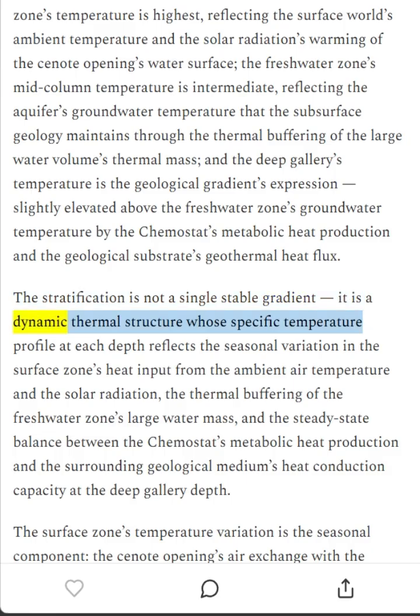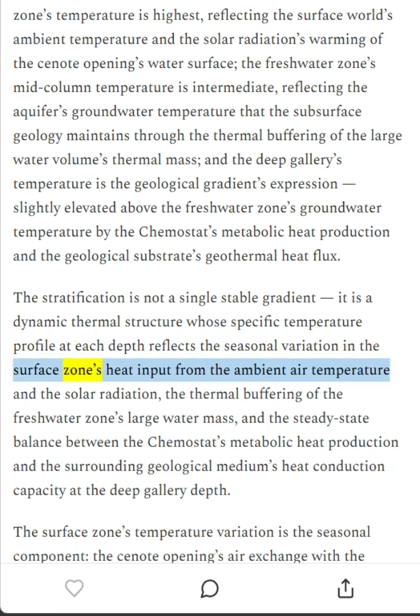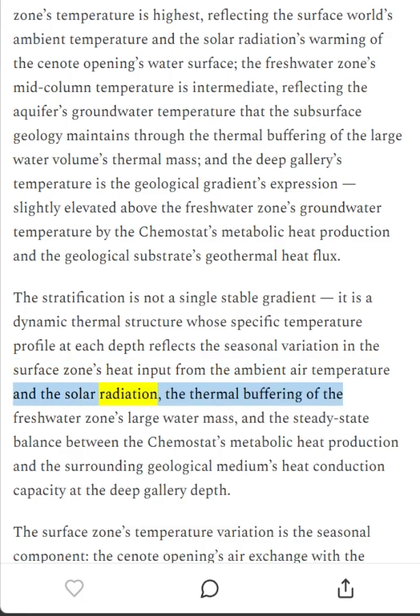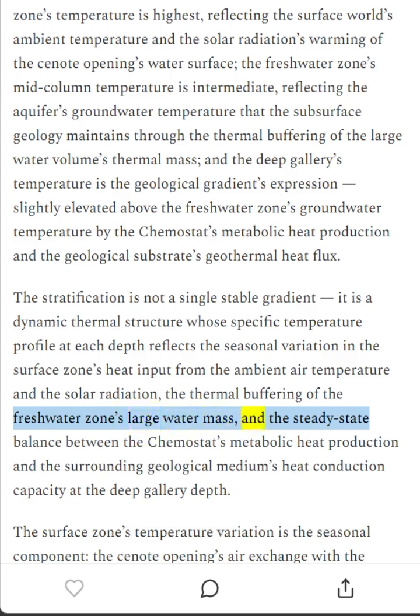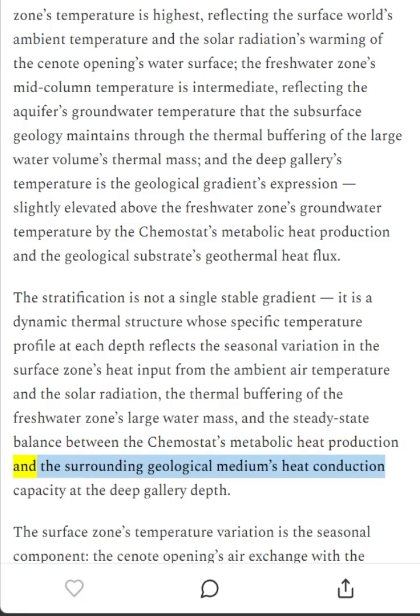The stratification is not a single stable gradient. It is a dynamic thermal structure whose specific temperature profile at each depth reflects the seasonal variation in the surface zone's heat input from the ambient air temperature and the solar radiation, the thermal buffering of the freshwater zone's large water mass, and the steady-state balance between the chemostat's metabolic heat production and the surrounding geological medium's heat conduction capacity at the deep gallery depth.